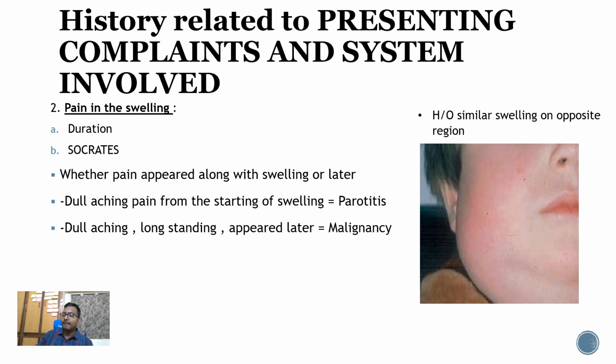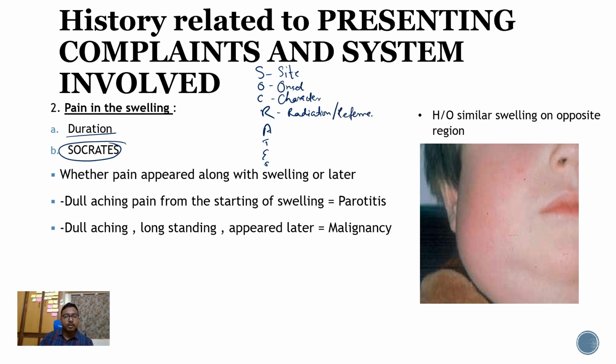Now, the second important complaint can be pain in the swelling. You know the classical picture. Wherever the pain is in the body, you need to understand we will be describing it with the help of the mnemonic SOCRATES. So one is duration, obviously, to understand what is the type of swelling we are dealing with. Then SOCRATES. S is site. Where is the pain? Then onset of pain. Then character of the pain. R for radiation or referred pain. Then A for associated features.